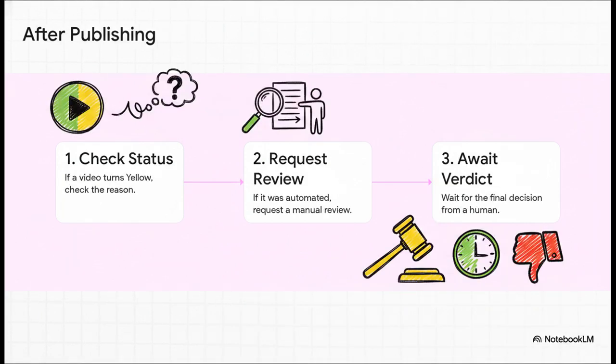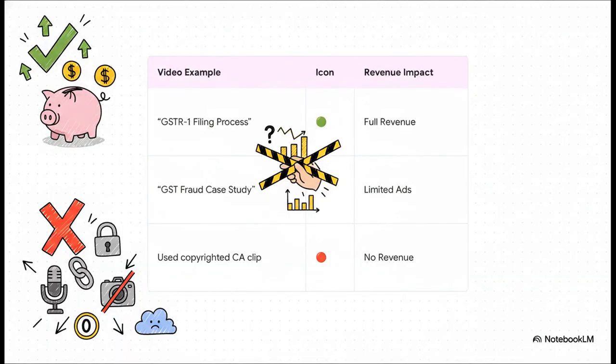You know, sometimes a green video can turn yellow days later. It happens. If it does, don't panic. First, check the reason why. If it was just an automated flag, your only move is to request that manual review. Then all you can do is wait for the final decision from a human reviewer, which you should know is usually permanent.